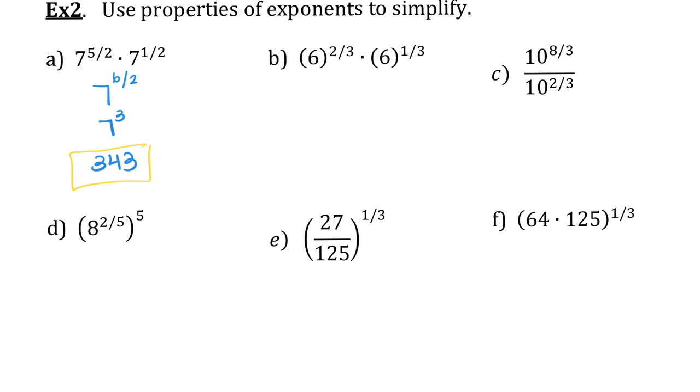B, 6 to the 2/3 times 6 to the 1/3. The parentheses don't make a difference. They're just telling you the base is 6. Since they both have a base of 6, I'm going to go ahead and add the exponents. 2/3 plus 1/3 is 3/3. 6 to the 1 is 6. For C, 10 to the 8/3 divided by 10 to the 2/3. Again, same base. If it's the same base, I can do something with the exponents. Since it's division, I will subtract the exponents. So 8/3 minus 2/3 is 6/3. 6 divided by 3 is 2. I get 100.